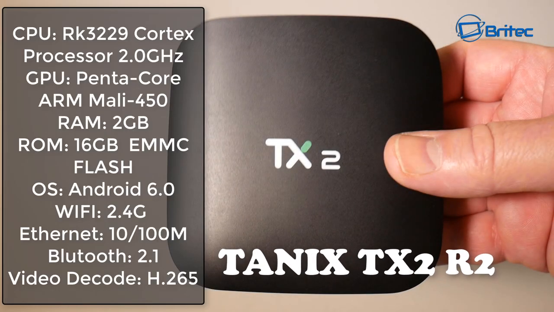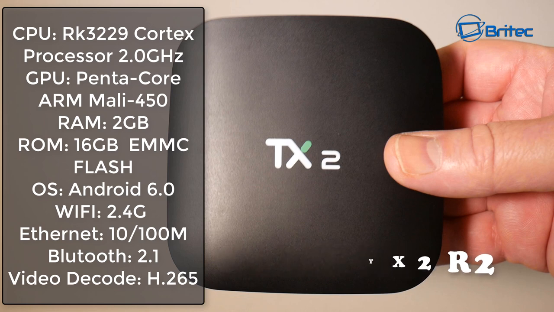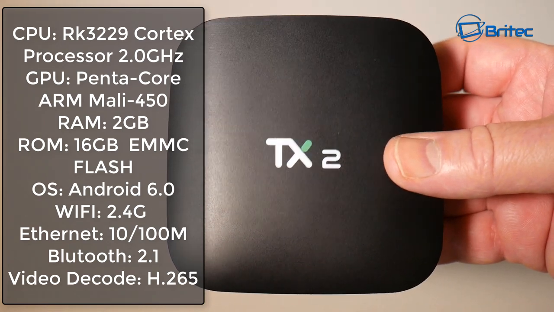Okay, so let's take a look at the specs for the TANIX TX2 R2. Now this is an entry level TV box at around 27 English pounds and also 35 American dollars. The CPU is the RK3229 Cortex processor, which runs at 2 GHz. The GPU is a Mali-450. It has 2 GB of RAM and 16 GB of ROM storage. Also Android 6.0, Marshmallow. Wi-Fi and Ethernet on there as well. Also Bluetooth 2.1, and the video codec is H.265, which means you can play 4K content on this TV box.